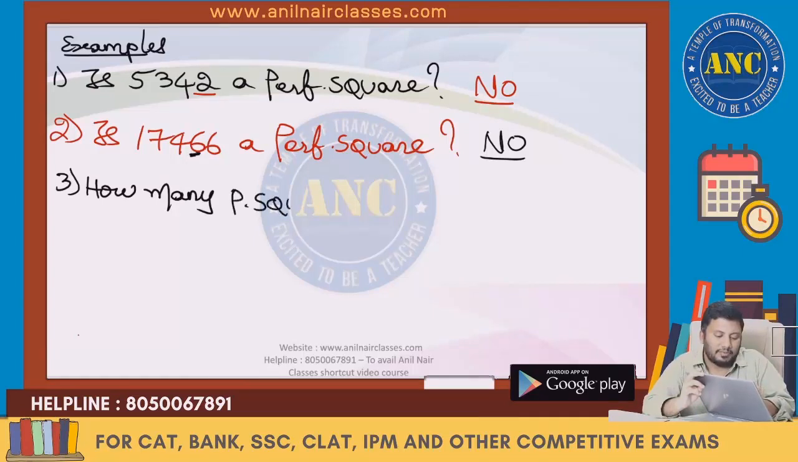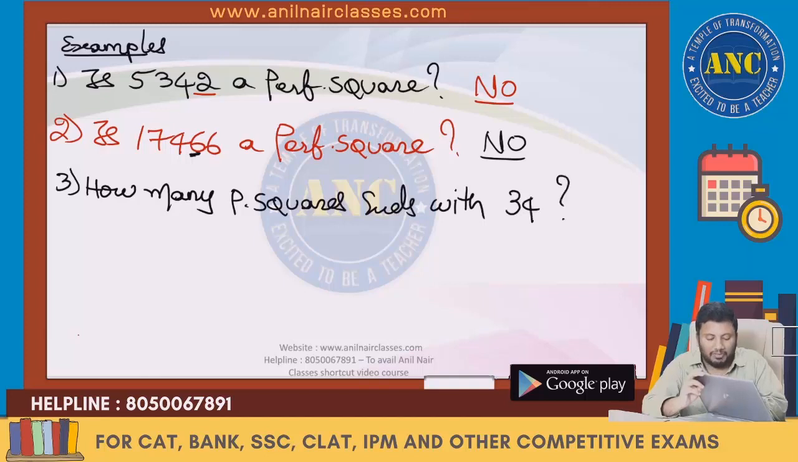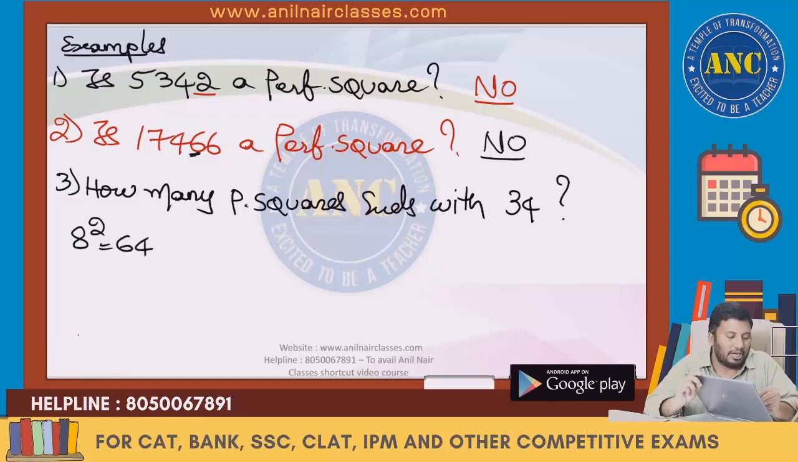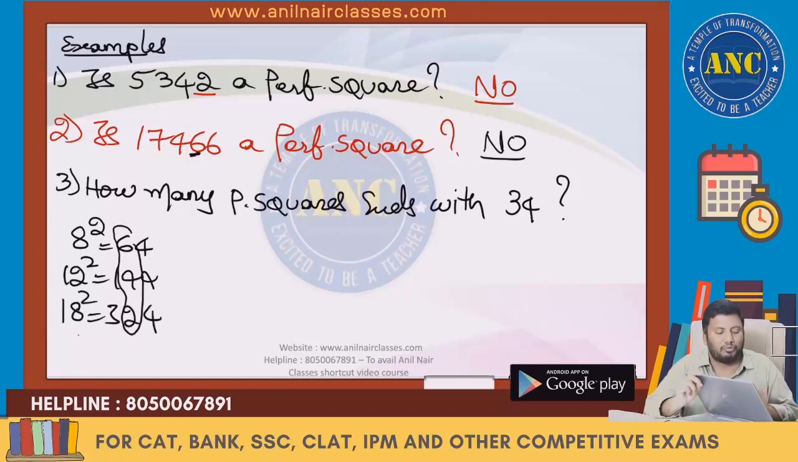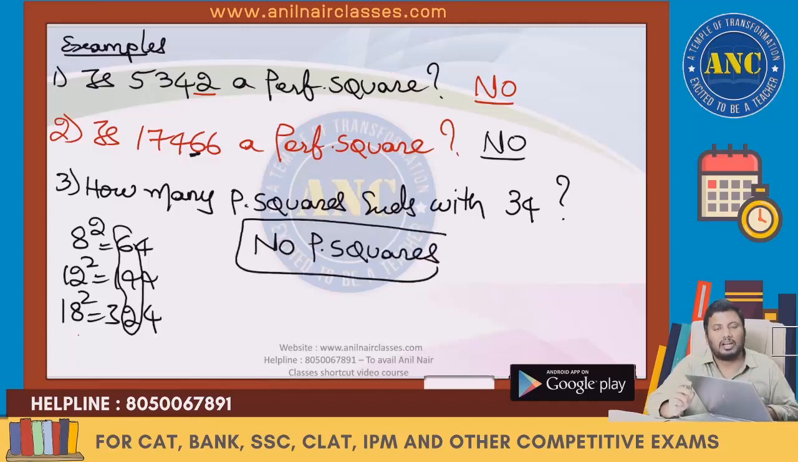Third one: how many perfect squares end with 34? Any perfect square ending with 4: 8 square 64, 12 square 144, 18 square 324. Any perfect square ending with 4 has an even tens place. No perfect square ends with 34.